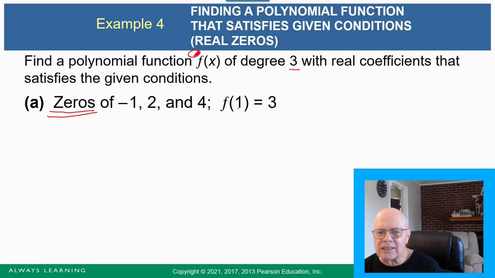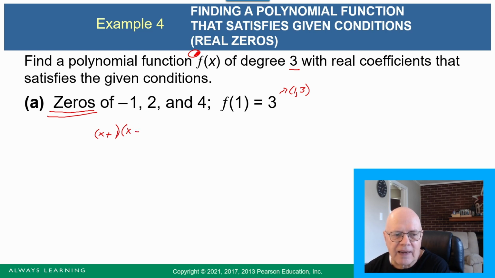F of 1 is 3. Now what does that mean? Remember, that means if you put 1 in for x, you get a 3 for y. So you've got an ordered pair. So what do we do? Okay, if I've got a 0 of -1, that means it's got a factor of x plus 1. If it's got a 0 of 2, that means it's got a factor of x minus 2. A 0 of 4 means we've got a factor of x minus 4.